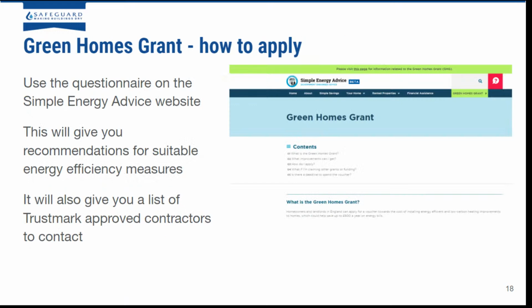Okay, so how to apply? It's really easy. You go onto the Simple Energy Advice website, you fill in details about your property and it will give you recommendations for suitable energy efficiency measures. Then you can look up a list of Trustmark approved contractors to contact and you can get quotes from them to carry out the works.